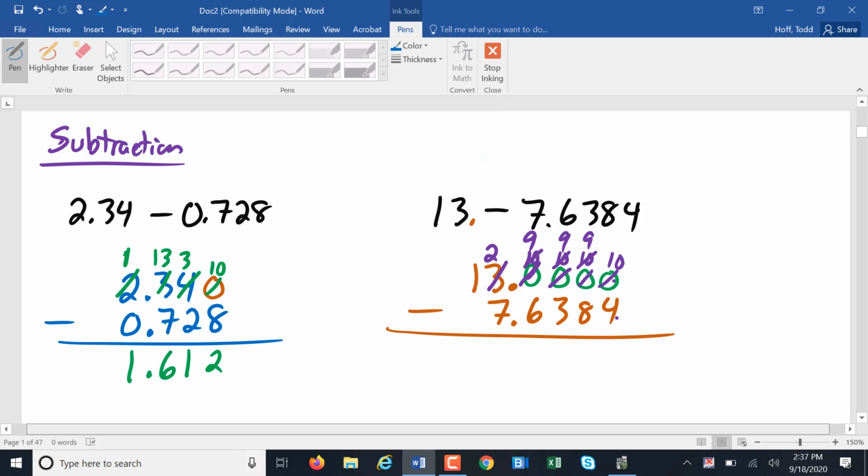So now 10 minus 4 is 6, 9 minus 8 is 1, 9 minus 3 is 6, 9 minus 6 is 3. Drop the decimal point down. 2 minus 7 can't be done, so we borrow, that's a 0, this is a 12. 12 minus 7 is 5. Any questions?